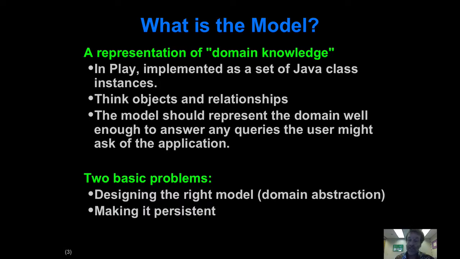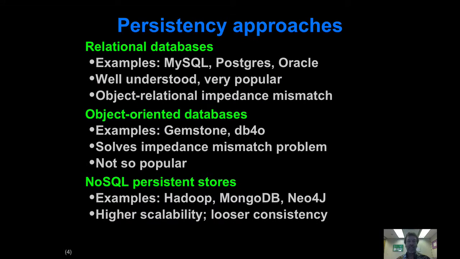Designing the right domain model is a hugely difficult problem, but when you combine the hugely difficult problem of defining the correct kind of domain model with the hugely difficult problem of how do I store the darn thing, it's really a mess. And so this has been an object of a lot of research throughout the years. And really there's kind of three approaches to dealing with the persistency problem for domain models. We have relational databases, we have object-oriented databases, and we have these things called NoSQL databases.